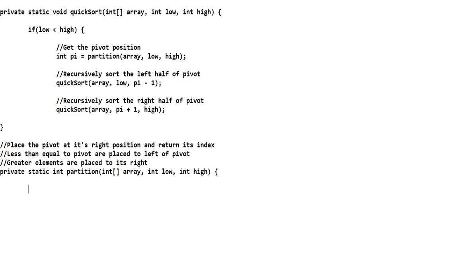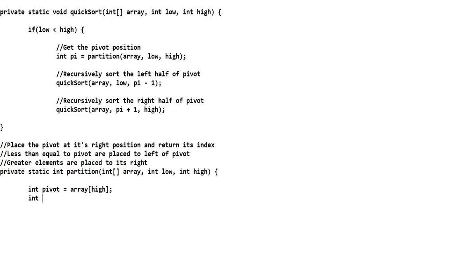Now what we are going to do is choose our pivot. In this case, we are going to choose the last element as our pivot element. Now we can choose any random pivot also, but choosing a random pivot is too much, it's overkill. Or you can choose the median of 3 to 5 values as a pivot. So we are going to choose array of high as our pivot element. And now we are going to place this pivot at its right position.